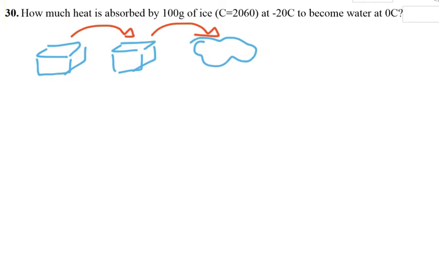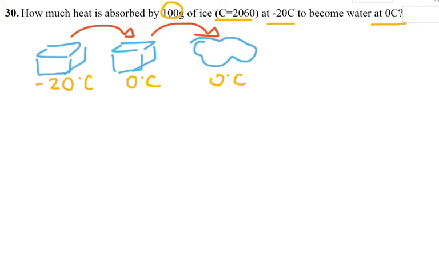In this question, we have 100 grams of ice, so that's 0.1 kilogram, and they give you the specific heat of ice, which is 2060. It is at negative 20 degrees Celsius, and I have to turn it into 10 degrees Celsius water. So at first I take ice at negative 20 degrees Celsius and raise it to the melting point of ice, 0 degrees Celsius, and then I have to melt it. I get 0 degrees water, and I don't have to raise the temperature of the water after that.